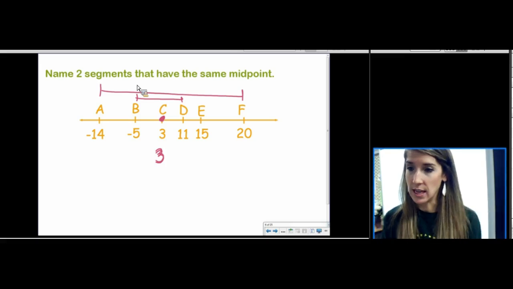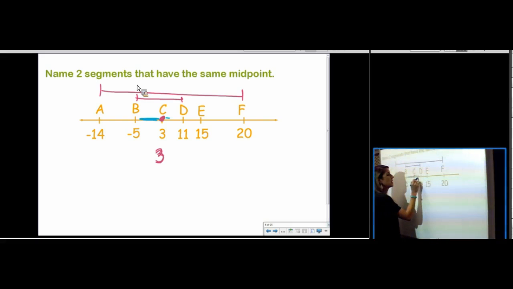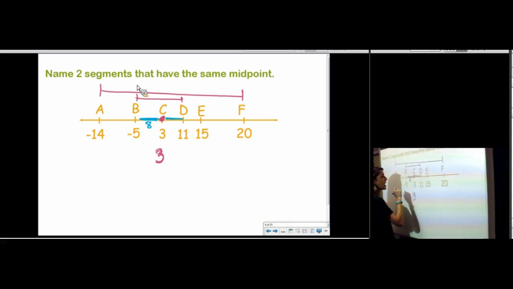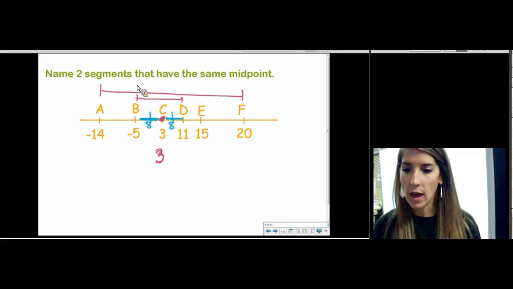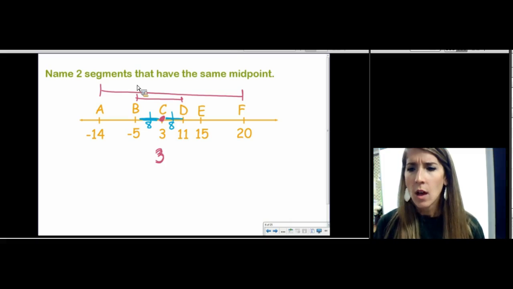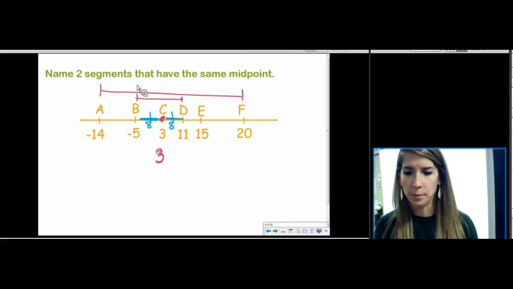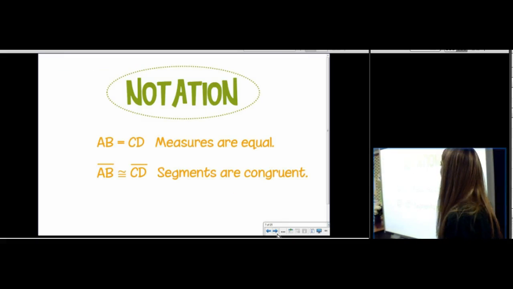To confirm that it really is the midpoint, you could make sure that the distance on the left is the same as the distance on the right. So for negative 5 to 3, that's 8. From 3 to 11, that's 8. Since 8 equals 8, then voila, C is a midpoint. Okay? I think we've spent enough time on this. Was there another answer? AB and EF can't have the same. Oh, AB and DF, those can't have the same midpoint because those don't even overlap. We found the two segments. Good job.